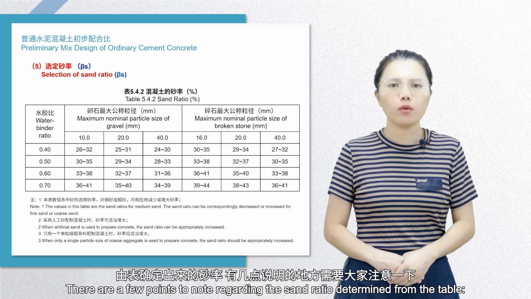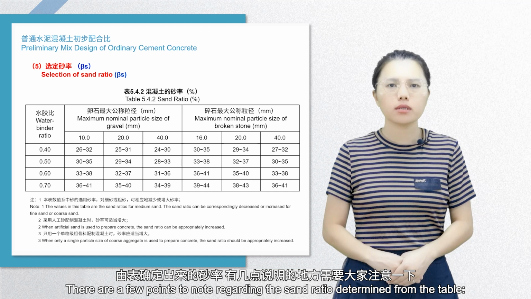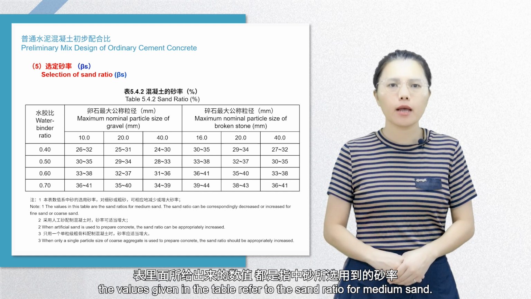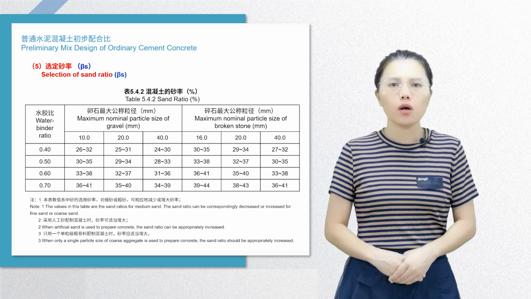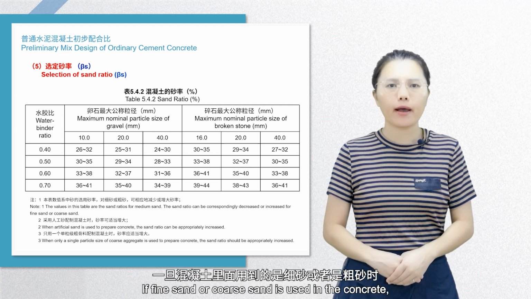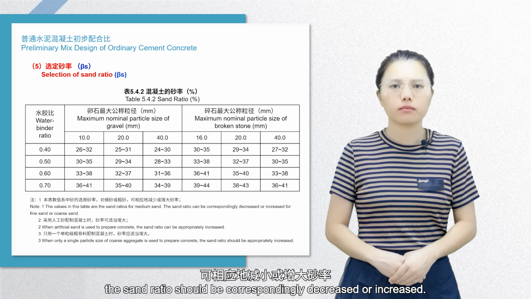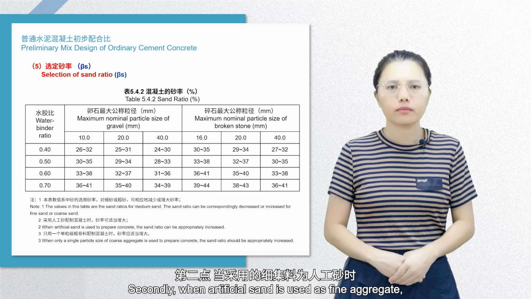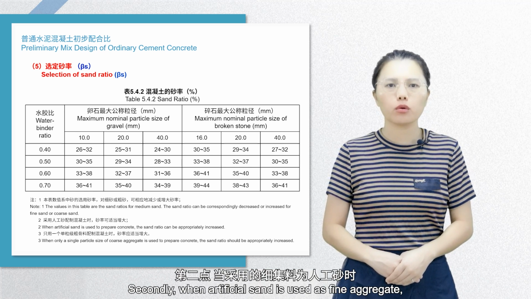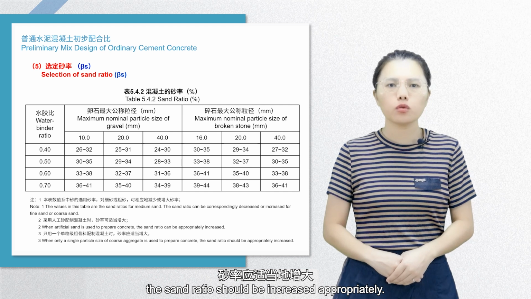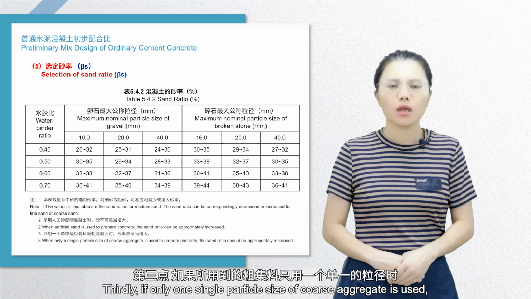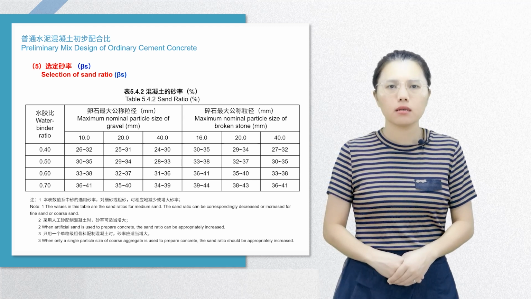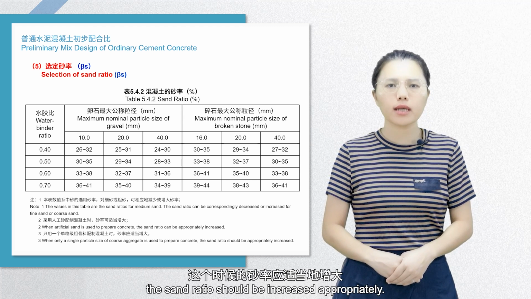There are a few points to note regarding the sand ratio determined from the table. Firstly, the values given in the table refer to the sand ratio for medium sand. If fine sand or coarse sand is used in the concrete, the sand ratio should be correspondingly decreased or increased. Secondly, when artificial sand is used as fine aggregate, the sand ratio should be increased appropriately. Thirdly, if only one single particle size of coarse aggregate is used, the sand ratio should be increased appropriately.